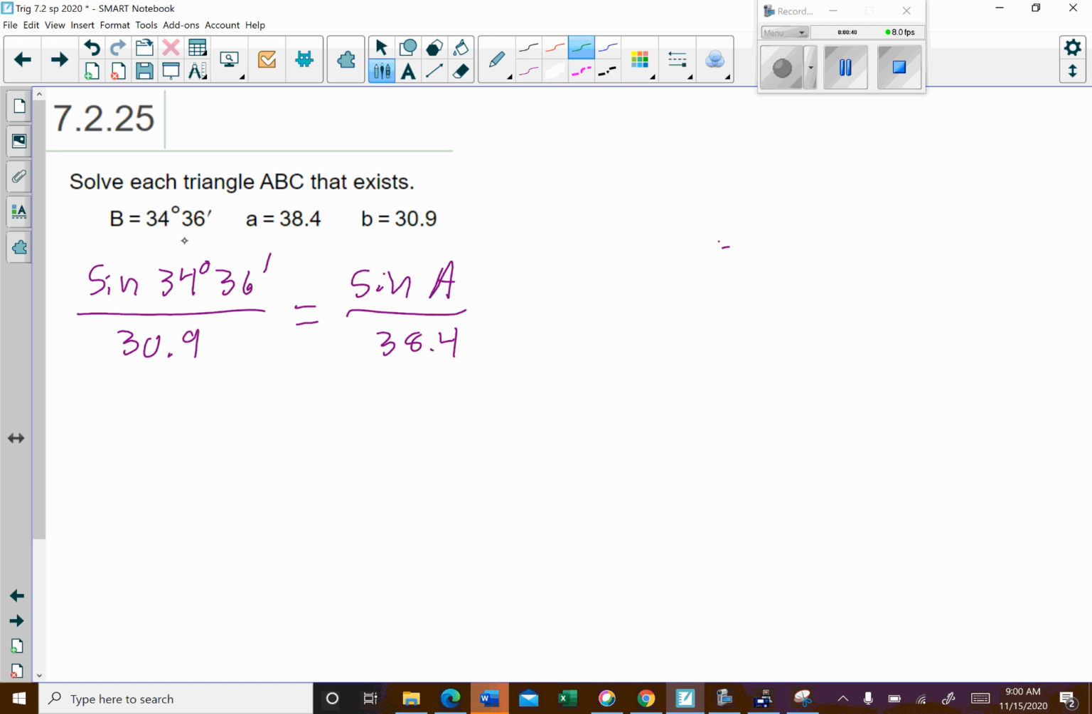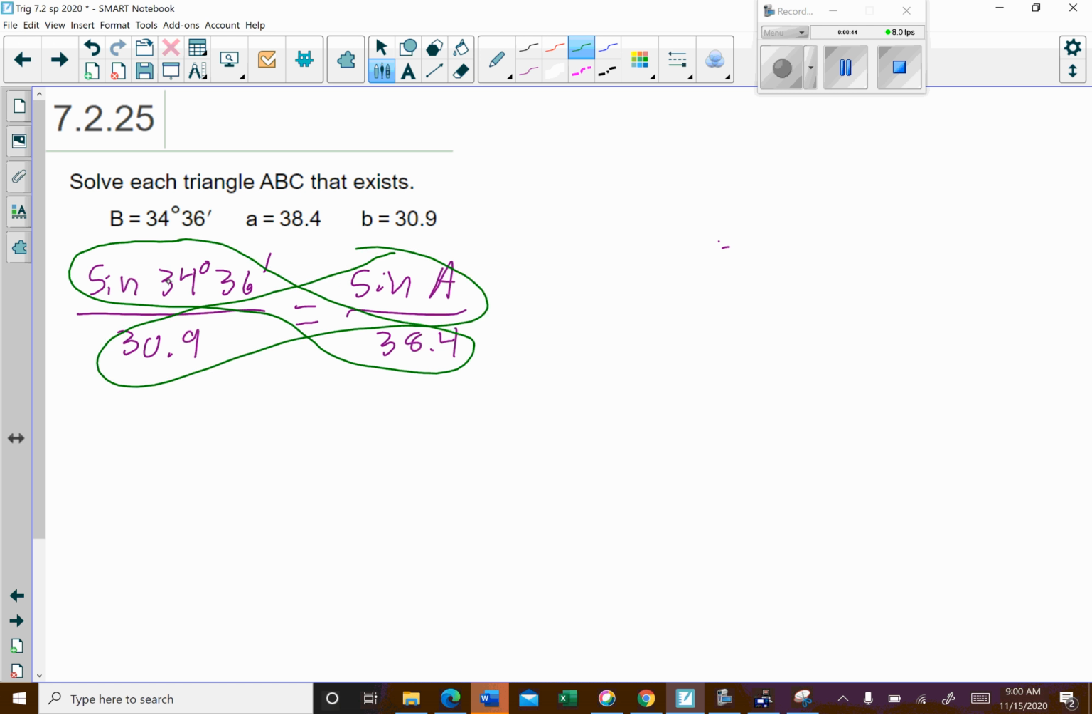So what we have to do here is cross multiply, and then after we multiply, we're going to divide by the 30.9. So we should end up with sine of angle A is equal to 38.4 times sine of 34 degrees and 36 minutes all over 30.9.